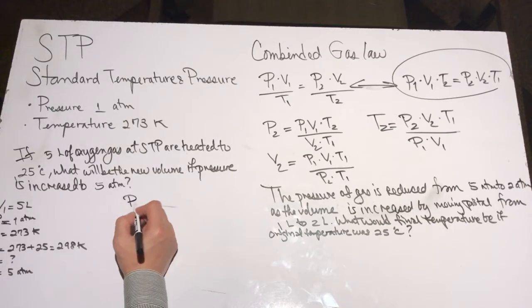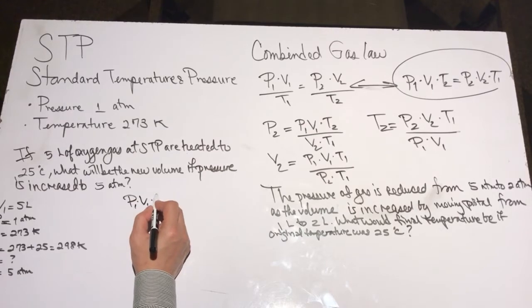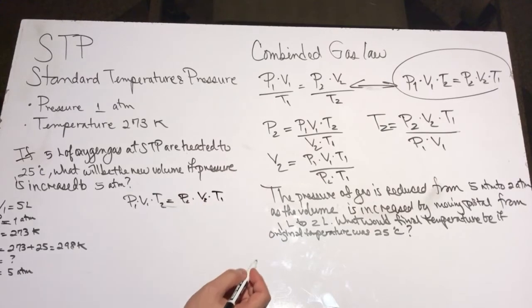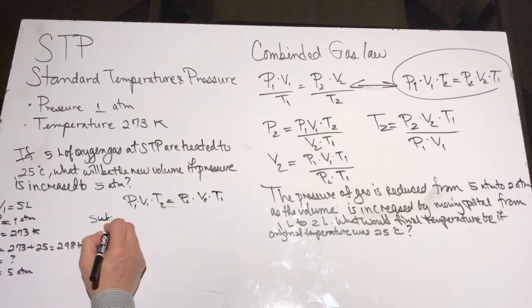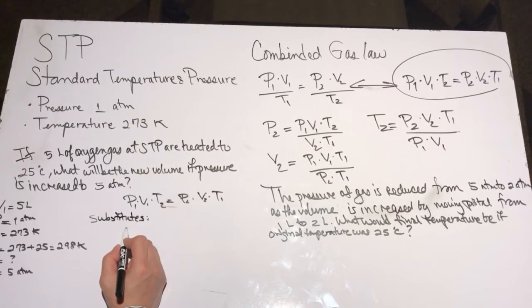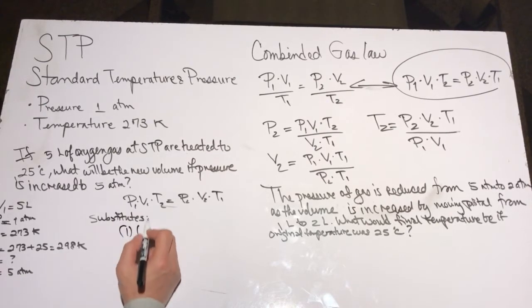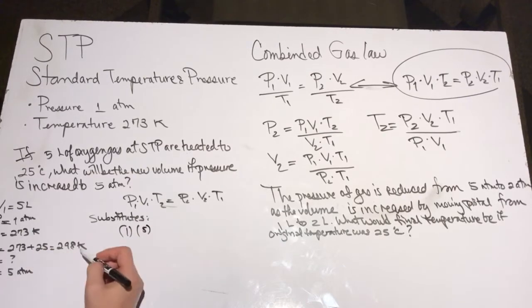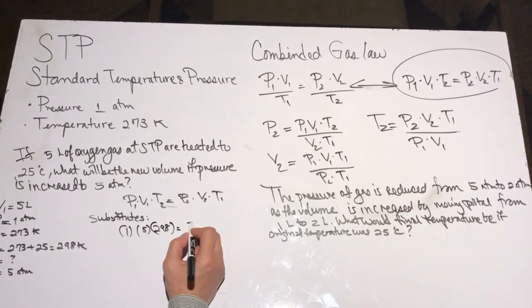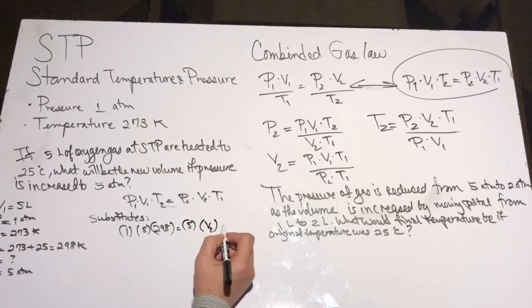I'm going to show you step by step. P2, V2, and T1. So in this step you have to substitute. Pressure 1, I'm going to put 1 atm multiplied by volume 1, which is 5. The second temperature is this one, 298 K. Pressure 2 is 5, volume 2 is what you're looking for. Temperature 1 is 273.